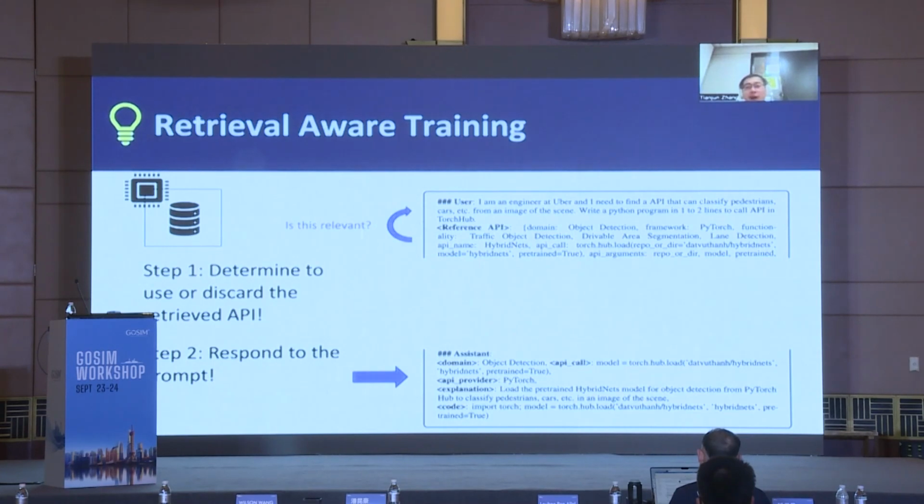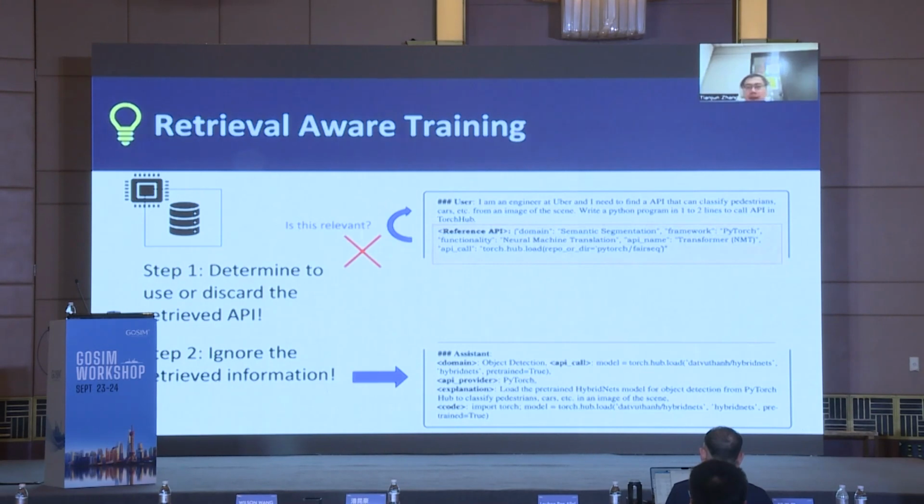And we actually want the model to have this behavior of first determining whether to use or discard the retrieved API. That's basically asking the model the question, is this relevant to my question? And the model could say yes or no. If yes, then the model could respond correctly to my questions. But if the context is not super relevant to my question, the model would refuse to answer or answer something completely according to its own knowledge. And step 2 is you can respond to your prompt.